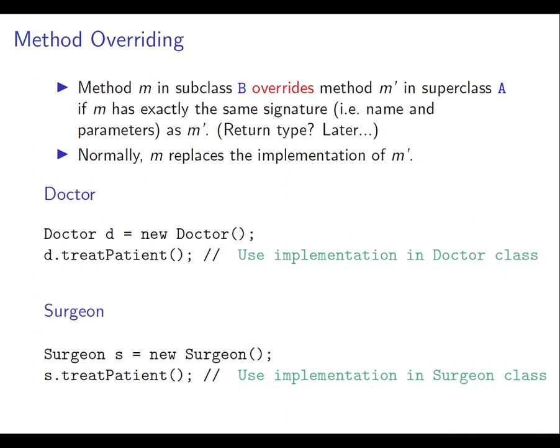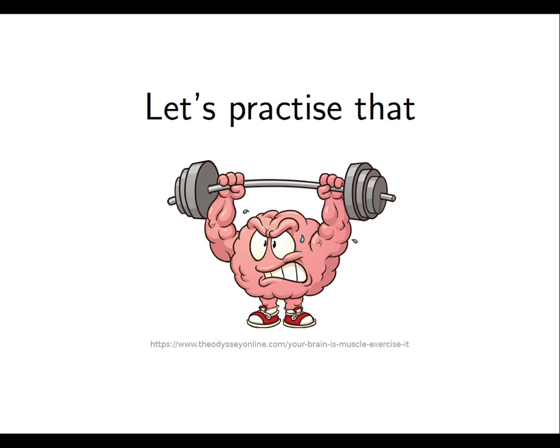So if you create a plain old doctor object and then you send it the treat patient method, the implementation that will be used is of course the one in the doctor class. If you create a new surgeon object and then you send it the treat patient message, then it's going to use the implementation in the surgeon class, the more specific one, the one that was designed for objects of this specific subclass. Let's see some examples.